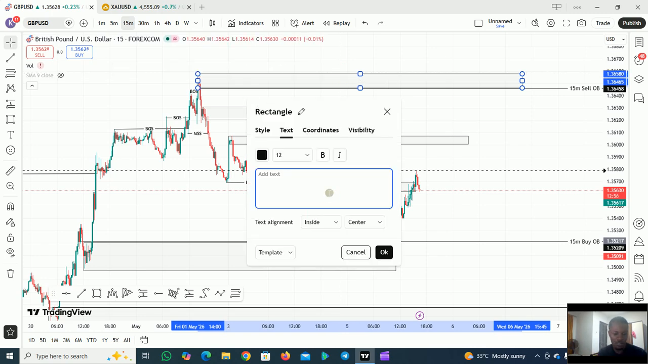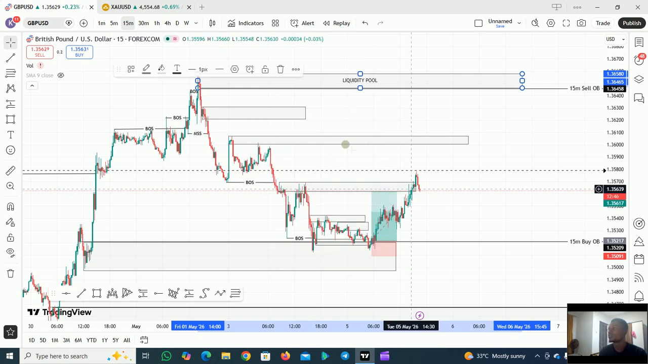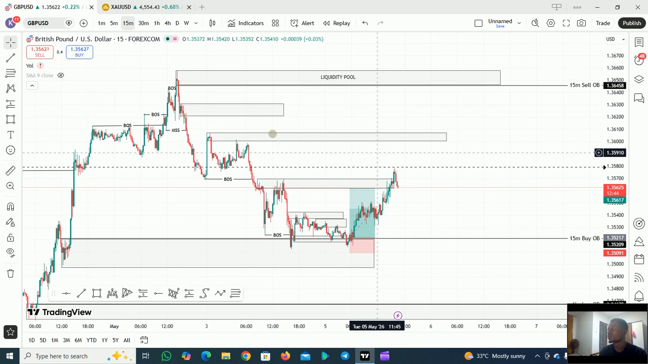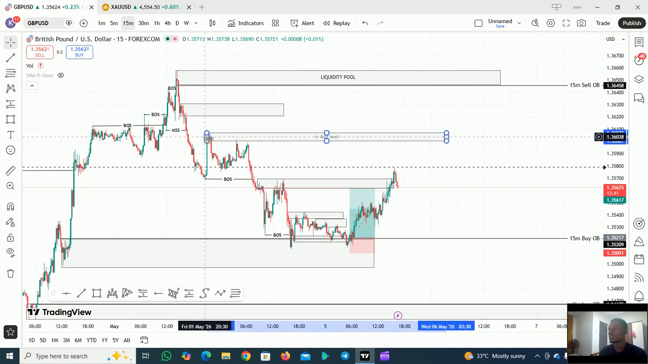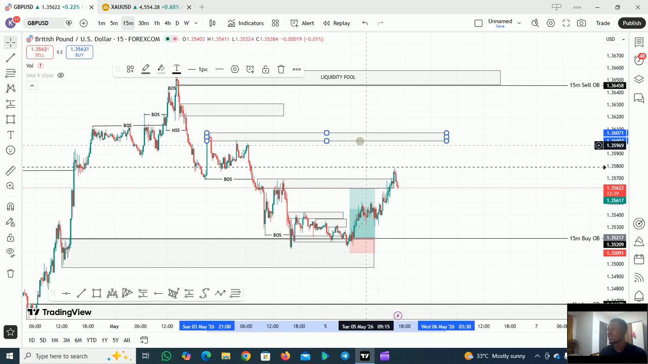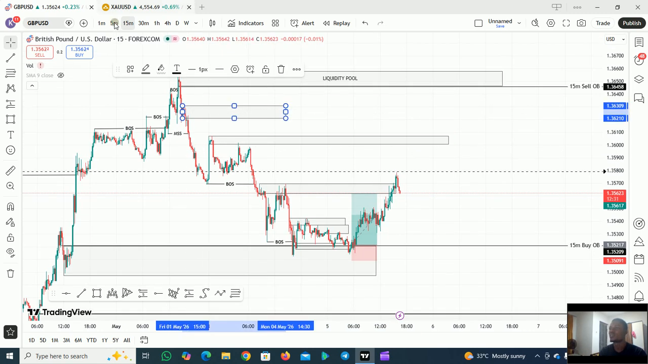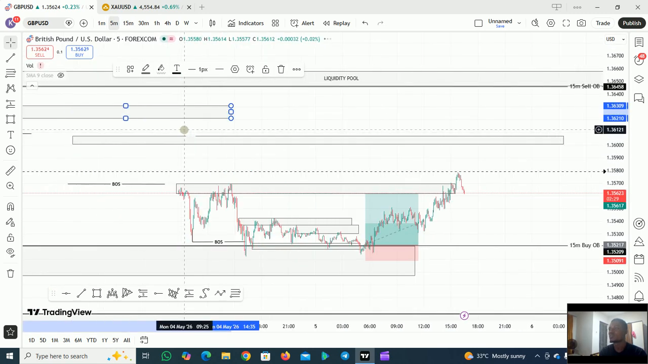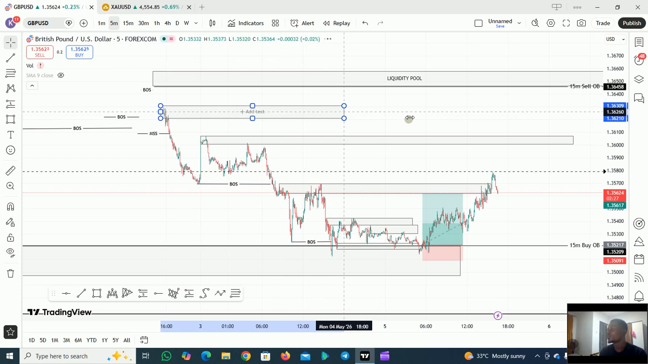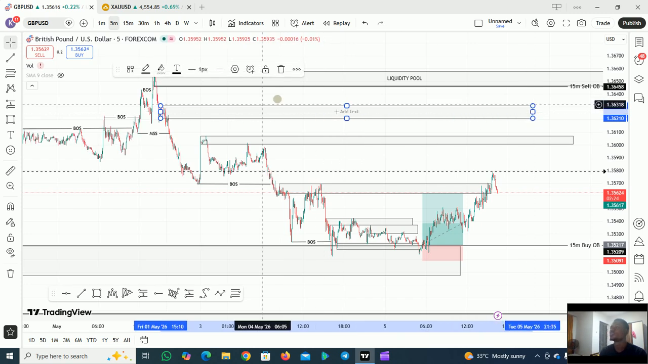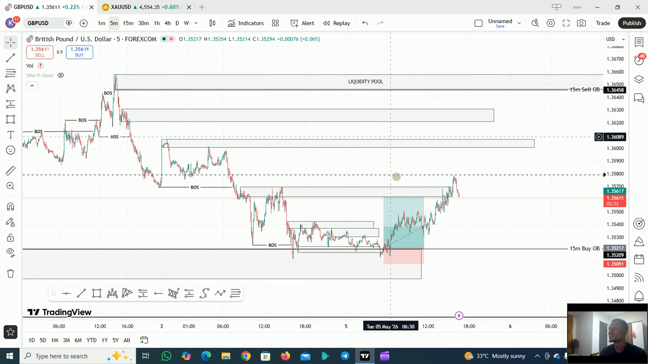Now let me mark it out. Liquidity pool right there. These are our liquidity. This supply zone right here has already been mitigated, so there is a lot of sell orders here, and the market is going to take it out. Same as this one here. If you go to our 5-minute time frame, there is also a supply zone here. The market is going to take the liquidity out, then boom. So I'm waiting for a sell up here.